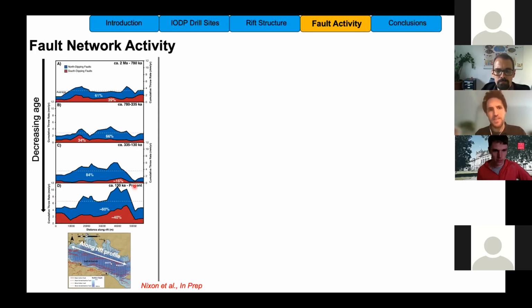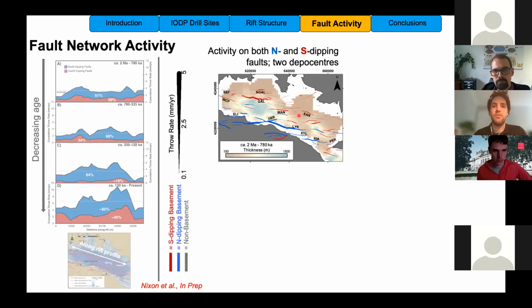So why are we seeing these patterns of change? Because we have such a detailed fault map and such a dense seismic network, we're able to actually look at throw rates on all of these faults through time and how they change. So here, from 2 million years to 780,000 years, you can see that we have two epicenters, one controlled by this Galaxity fault here, and one further to the east, which is controlled by numerous faults.